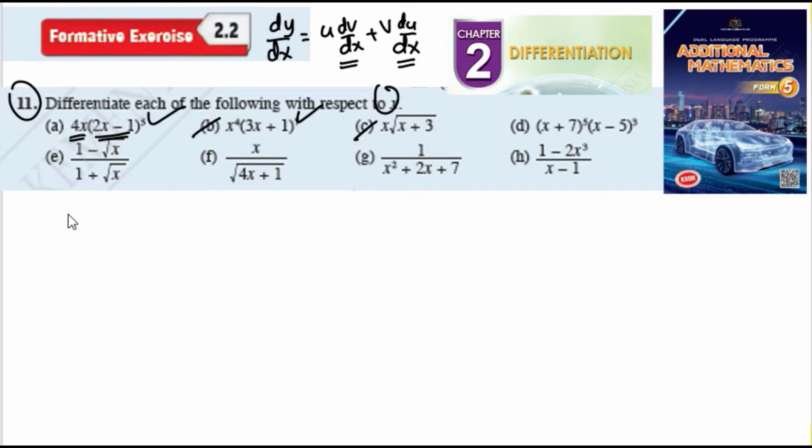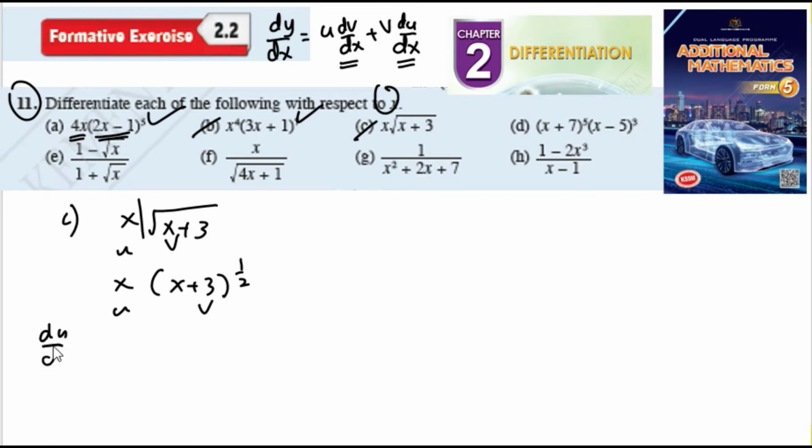So, x times the cube root of (x plus 3). So this one is u and this one is v. So we don't want the cube root. So this one is x times (x plus 3) to the power of a third. So this one is u, this one is v.